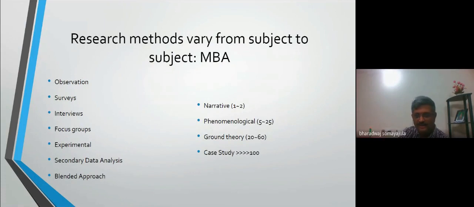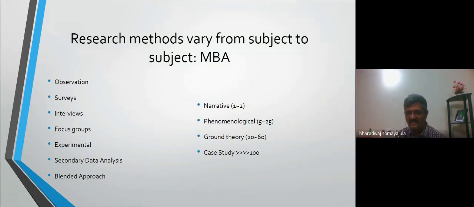Okay. So anyway, even if people are interested in some sort of business aspect, this is what you should outline yourself. You should start with observation, then go for surveys, interviews, and focus groups. Then, if you choose to do experimental, you can do it. Then you have to do secondary data analysis also, or you can do everything, which is your blended approach.